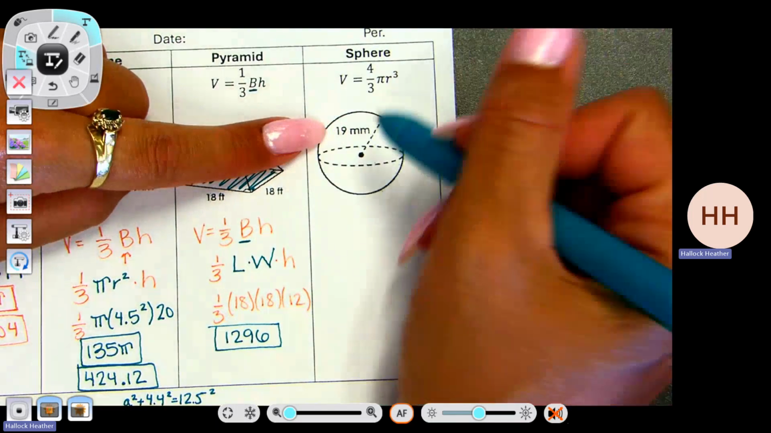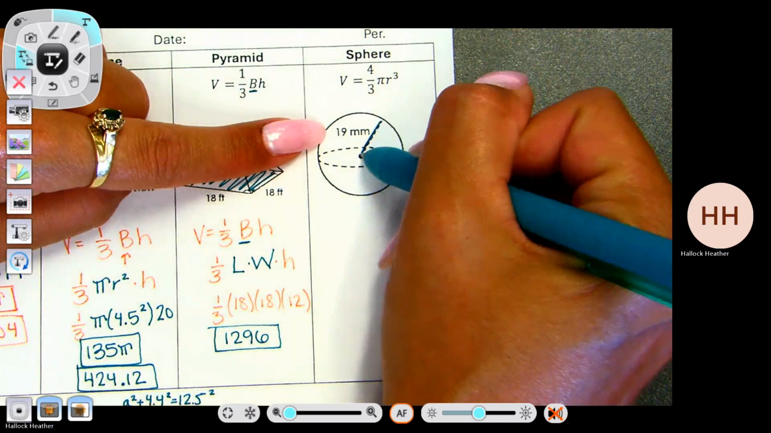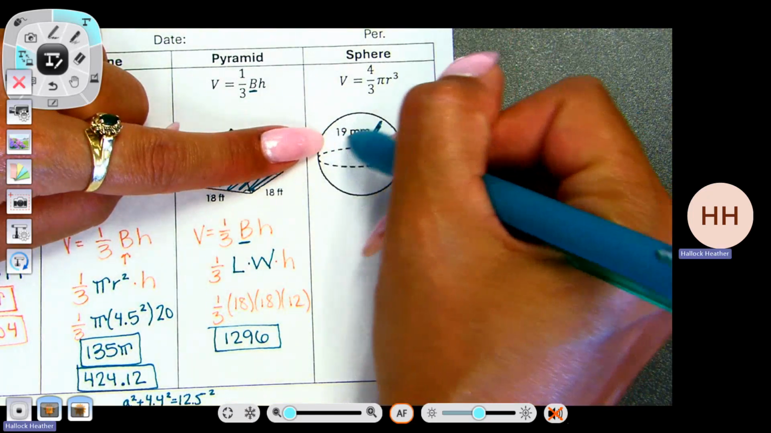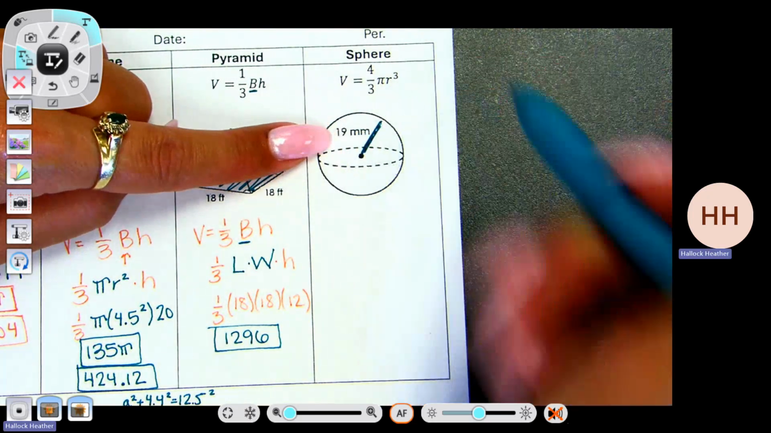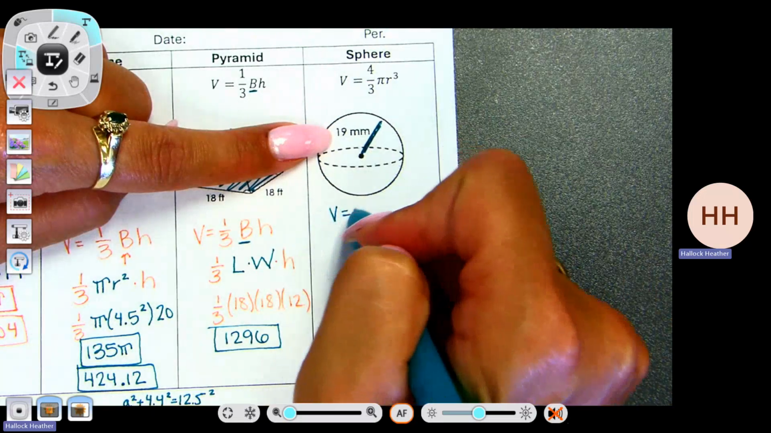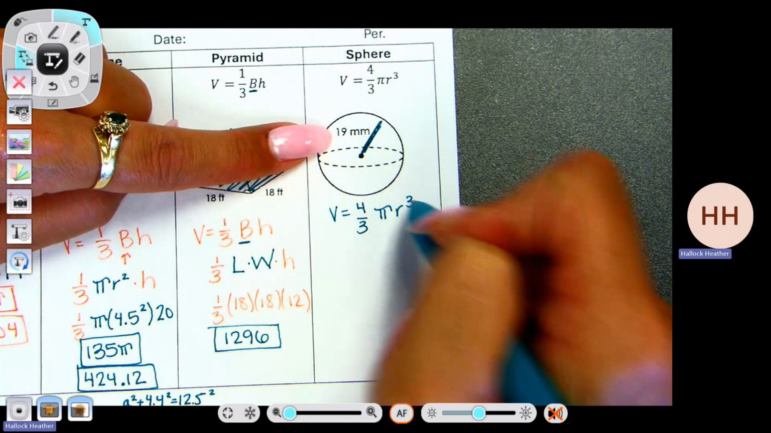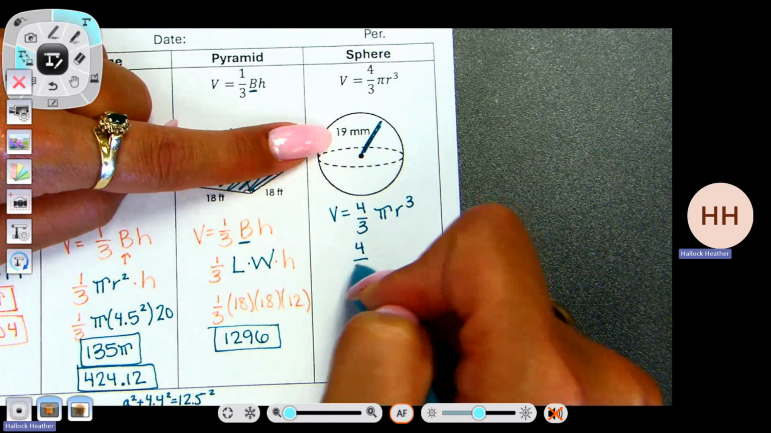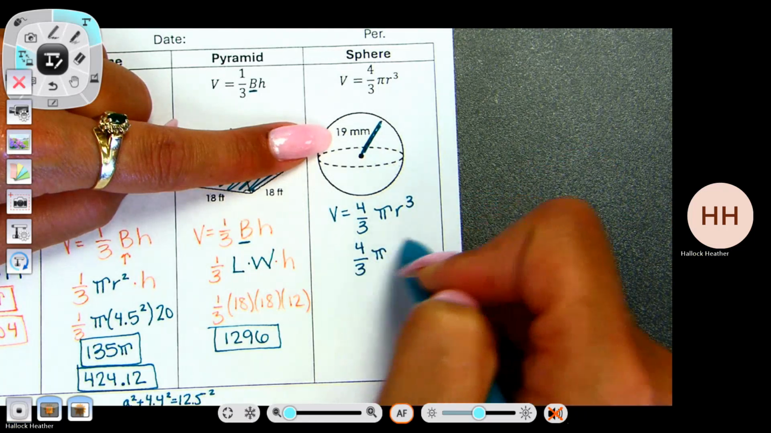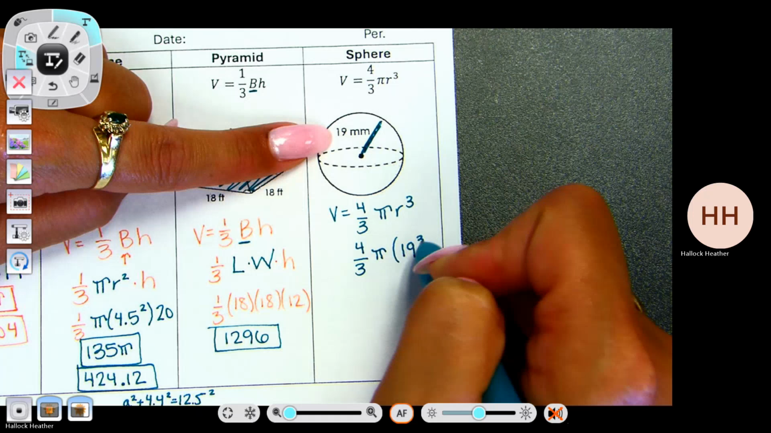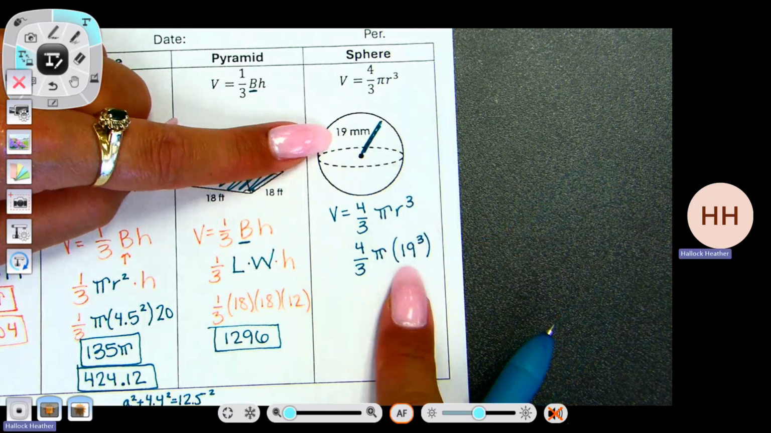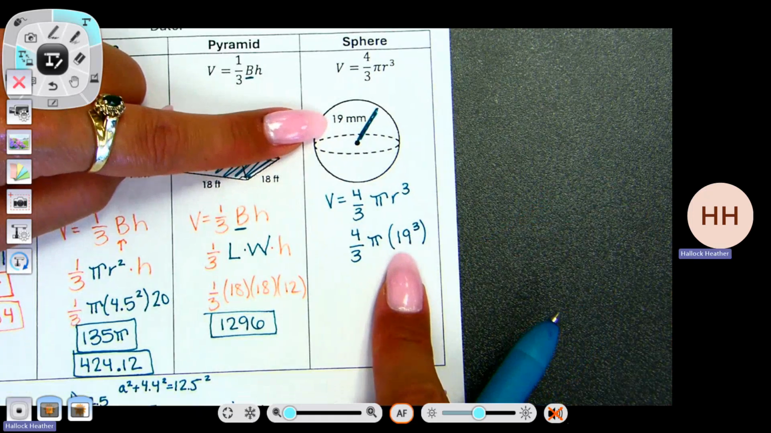So my radius is given. It's 19. It looks like a decimal kind of, but it's 19. So we're going to use just our formula. We don't have to plug anything into the formula. We're just plugging in our radius. So you have to do 19 cubed first because PEMDAS for life, you have to do the exponents.